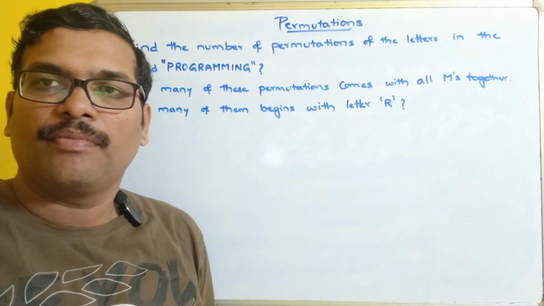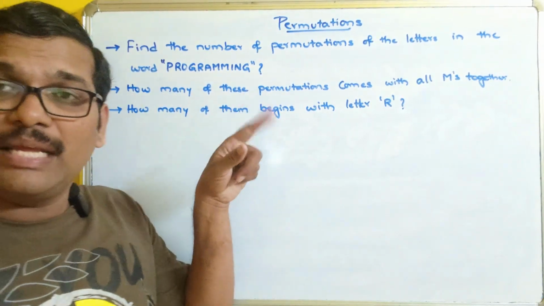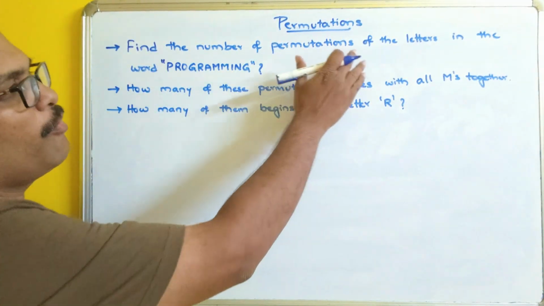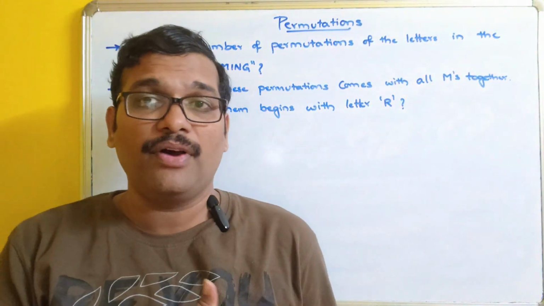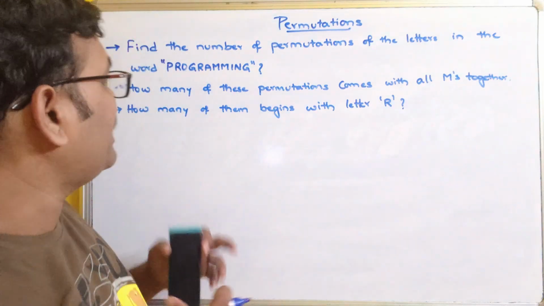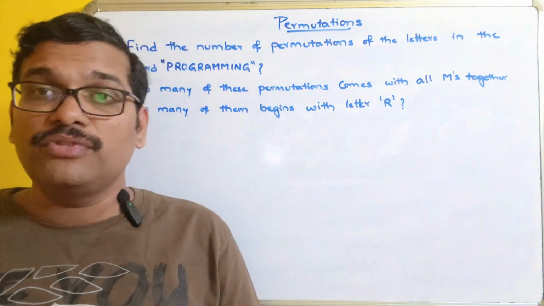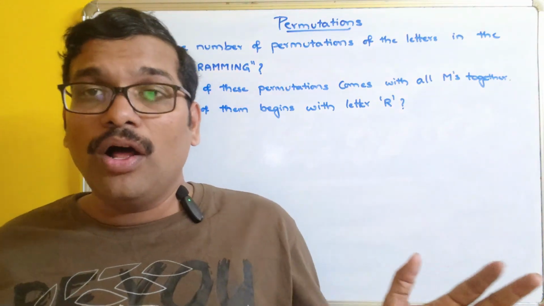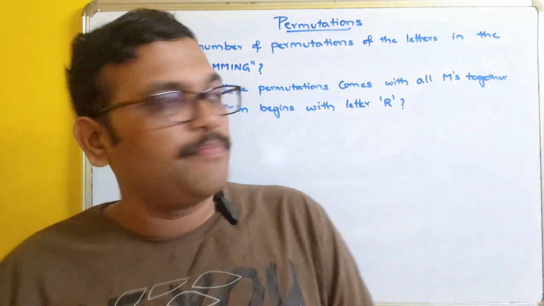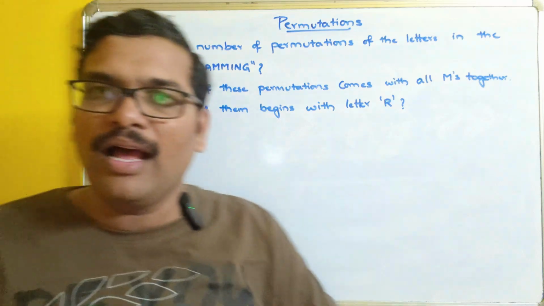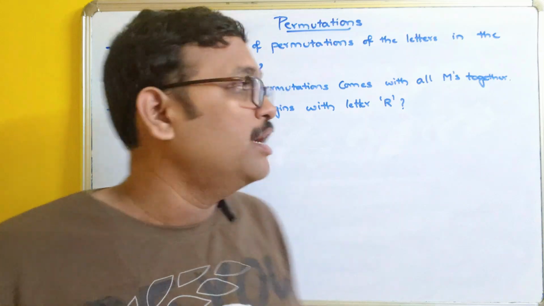See one more example in such a way. Here there are 3 questions in the same problem. The first question is, you have to find the number of permutations of the letters in the word programming. Whatever approach we followed, the same approach we have to use. And the second question, how many of these permutations come with all m's together? Now we have to find the permutations such that all m's come together, that means in consecutive places. And the third one, how many of them begin with the letter R? How many permutations will we get if the word begins with R, right? So let us start with the first one.